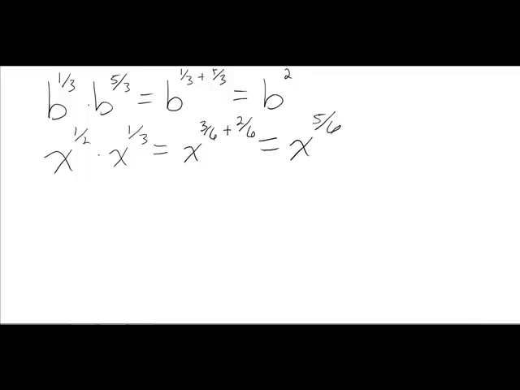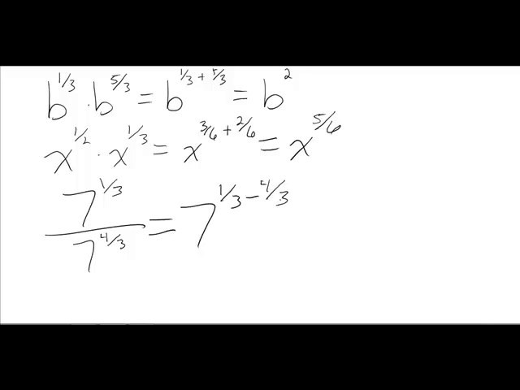Alright, so let's see an example of quotient rule. 7 to the 1/3 over 7 to the 4/3. Interesting. Now remember, with quotient rule we subtract the exponents. So this is actually 7 to the 1/3 minus 4/3. Well, 1/3 minus 4/3 is actually negative 3/3, or negative 1. So what I have here is 7 to the negative 1. But of course we know if we have a negative exponent, we can make it a positive exponent by flipping it down to the bottom of the fraction. So that's actually just 1/7.